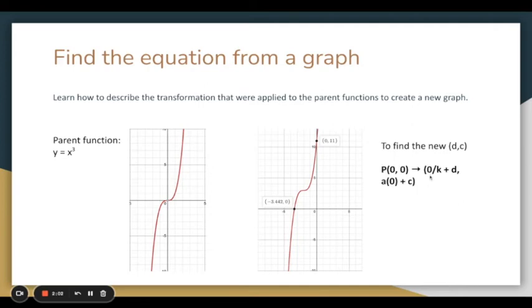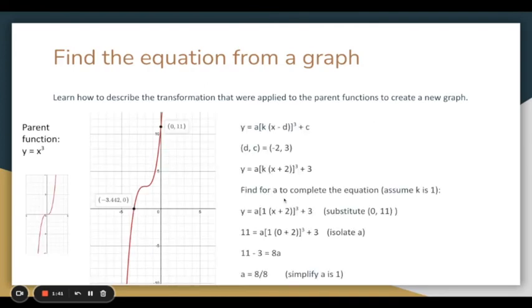which is P is 0 and 0, which is this part. So 0 over K plus D, which is 0 plus D, and basically it's D, and for the y coordinate, it's A bracket 0, which is A times 0, which gives us 0 as well, plus C. So basically it's just D and C. So this point DC is negative 2 and positive 3, as you can see here.